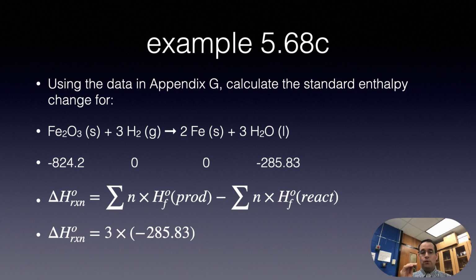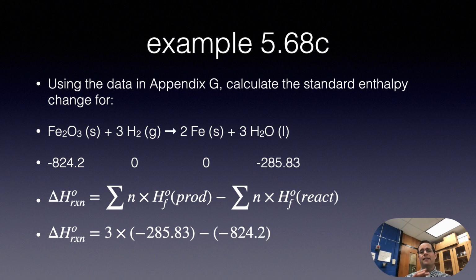And we have 3 water molecules, okay? So this is where N is 3 because the coefficient of 3 there in front of the water means that we take 3 times the negative 285.83, okay? And then we have a subtraction symbol in the formula, all right? Don't forget that. It can reverse signs and do weird stuff, okay?